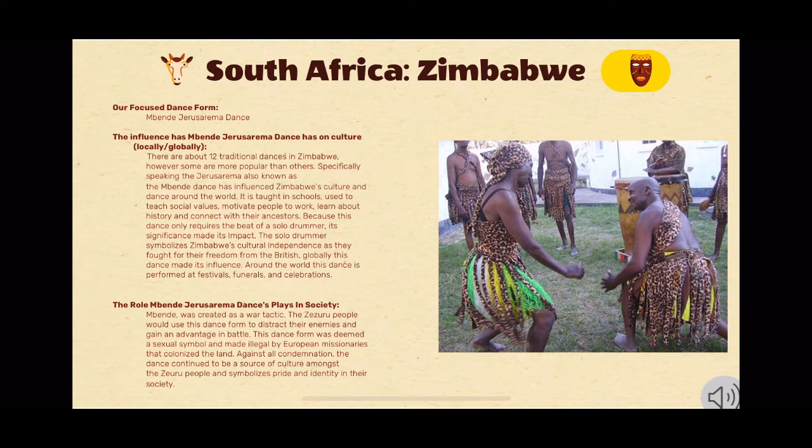As colonization began in Zimbabwe, Christian missionaries labeled this dance form as a sexual symbol and it was made illegal. Against the condemnation of this dance form, the Zulu people embraced their dance more than ever, turning against persecution made by the European missionaries.